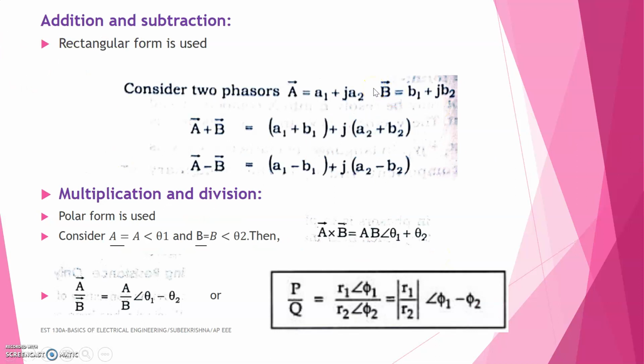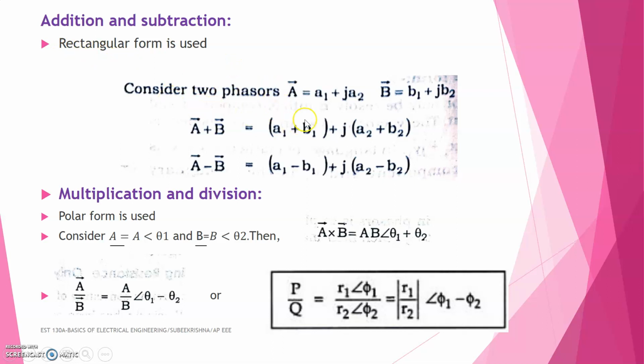Next is the operation by using these phasors. The operations which we can do by using these phasors are addition, subtraction, multiplication and division. The first section is adding and subtracting two phasors. For the addition and subtraction of two phasors, we use the rectangular form representation. So for adding two phasors, they should be in rectangular form.